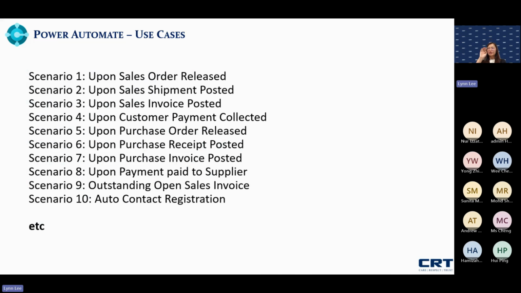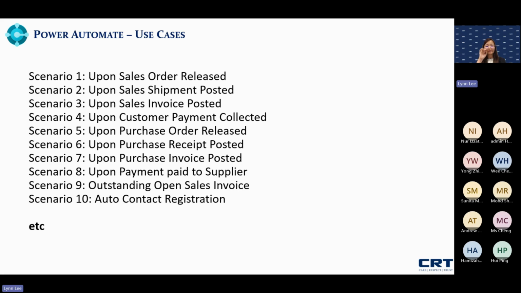From here, I'm just giving you some scenarios and use cases for you to know. I won't go through them in detail because there are a lot of settings we need to do. Power Automate can help us easily trigger notifications or reminders. The first scenario is sales order release. Whenever the sales order is released, I can set up Power Automate to trigger a notification informing the warehouse that the sales order has been released, so they can get ready to prepare the shipment.